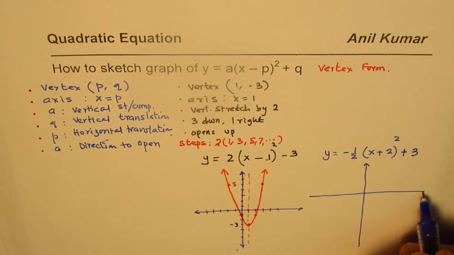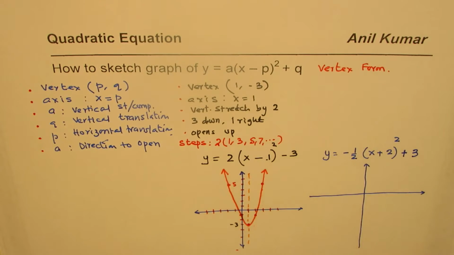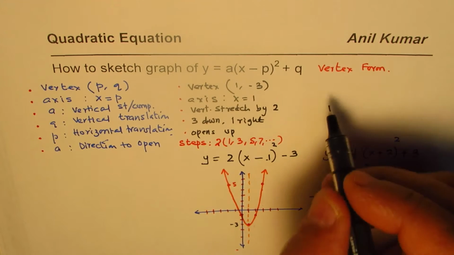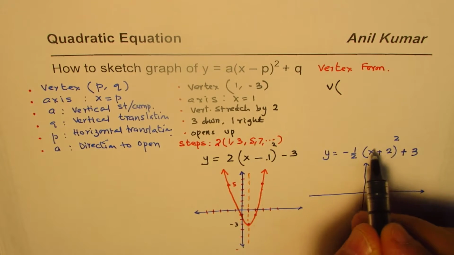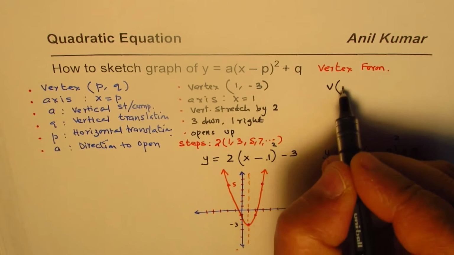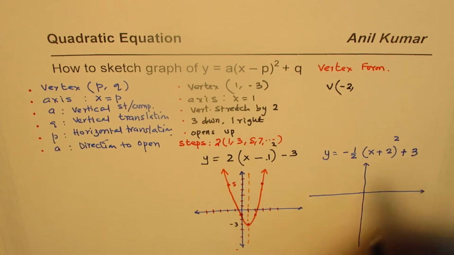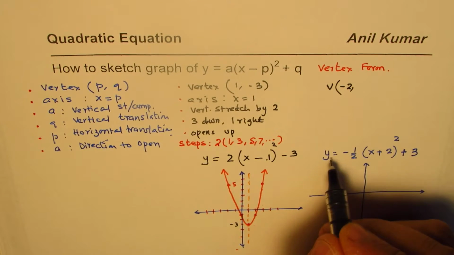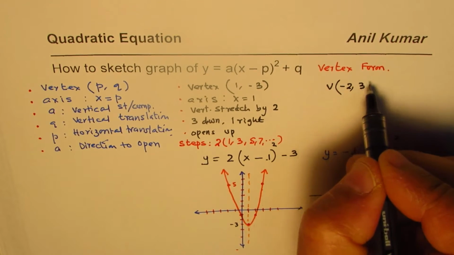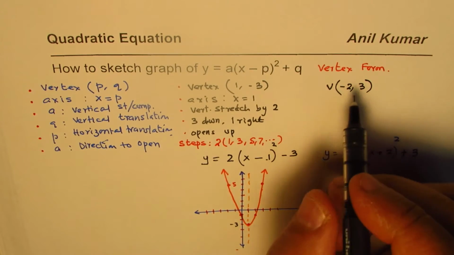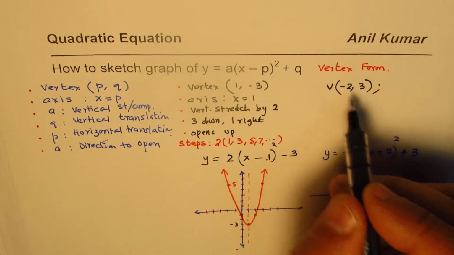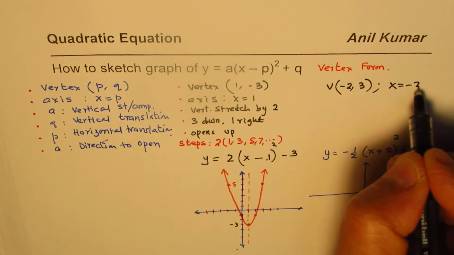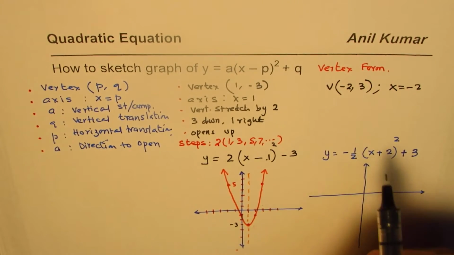Now for this, I'd like you to help me in writing the characteristics. So let's begin with the vertex. Where is the vertex? The vertex will be at what makes this term 0? Minus 2, right? So it is minus 2 and this value of 3. If this term is 0, y value will be 3. That's how you get it, right? So clearly, the axis is at x equals minus 2.